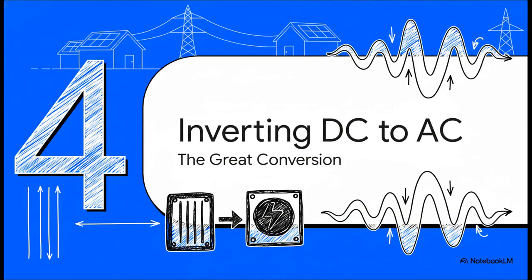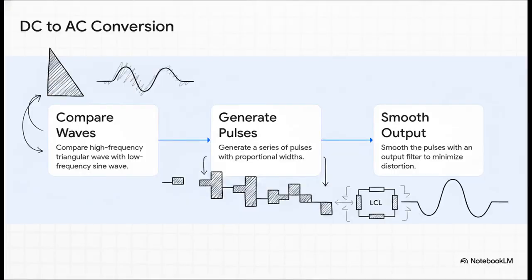All right, now we're transitioning to the macro level with Section 4, Inverting DC to AC, the great conversion. We've got our fully optimized direct current power. But your house and the massive electrical grid outside your window, they don't use DC. They speak a completely different electrical language, alternating current, or AC. Let's look at exactly how the inverter translates that power.